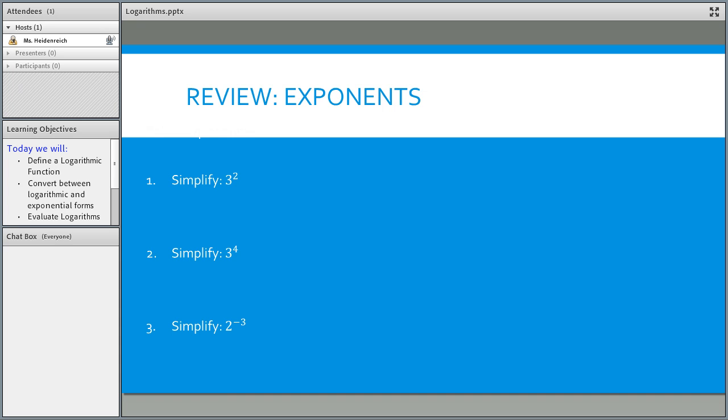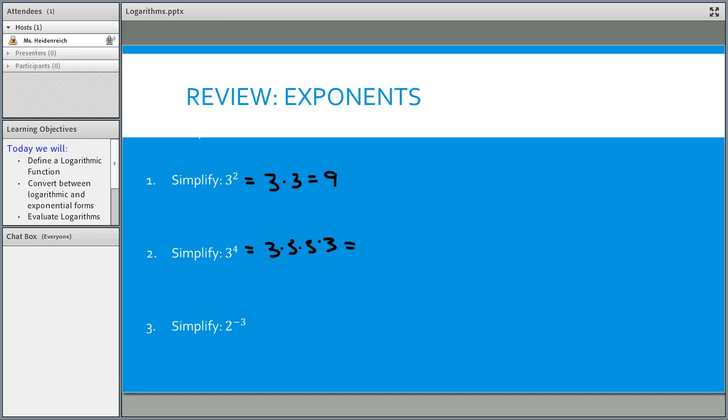First, I wanted to do a little review because logarithms and exponents are very related to one another. So if we were to simplify this expression 3 squared, remember that an exponent means it's the number of times that we multiply the base. It would not be 3 times 2. It would be 3 times 3, which would give us 9. We multiply the 3 by itself twice. If we did 3 to the 4th, well, that would be 3 times 3 times 3 times 3. And if you actually work all of that out, that will be 81.